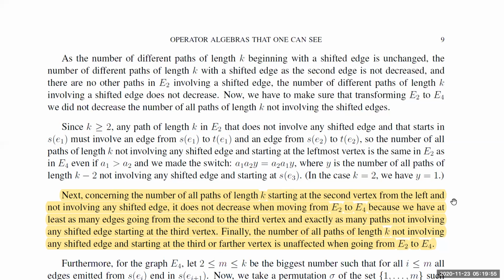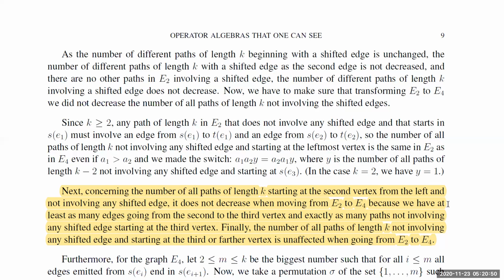And finally, when we look at the number of all paths of length k not involving any shifted edge and starting at the third or further vertex, it is unaffected by our procedure of going from E2 to E4. Remember, when you don't involve a shifted edge, you just remove all these shifted edges from the picture, and then this procedure of going from E2 to E4 is either nothing or it's the permutation of the first two batches of edges. But when we consider things that start at the third vertex or further, this procedure does not affect any paths. So in particular, it does not affect the number of all different paths of length k starting at S of E3 or further. Okay, so now I guess we are done with this reasoning.